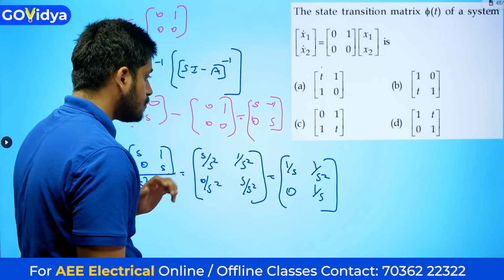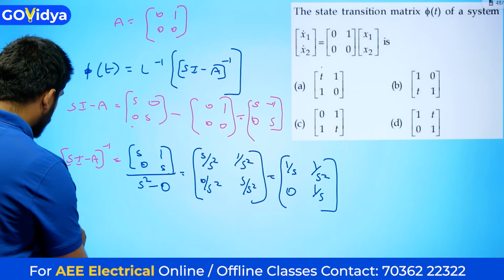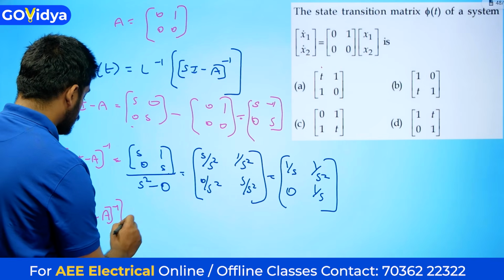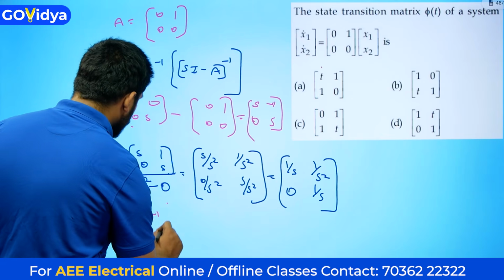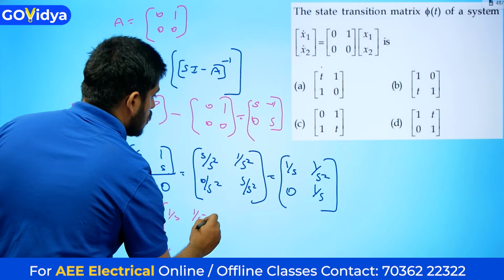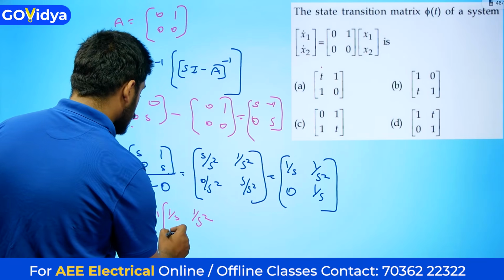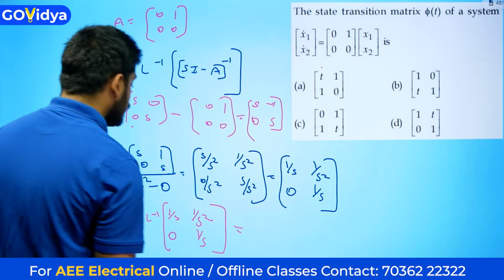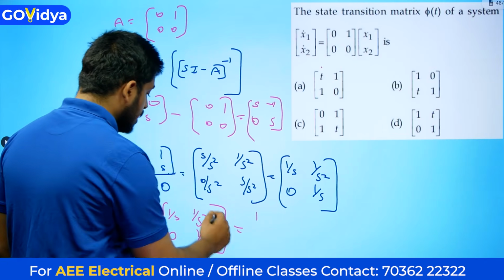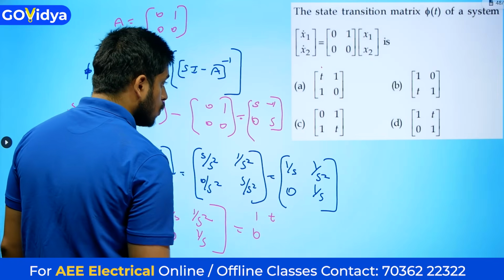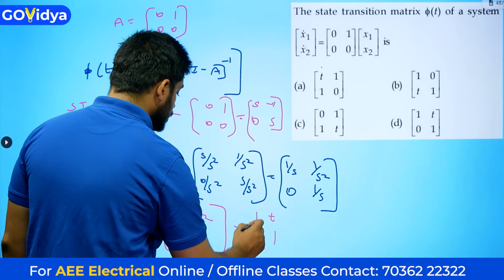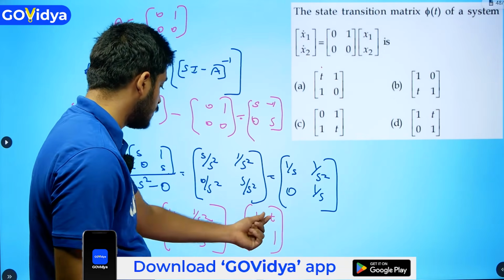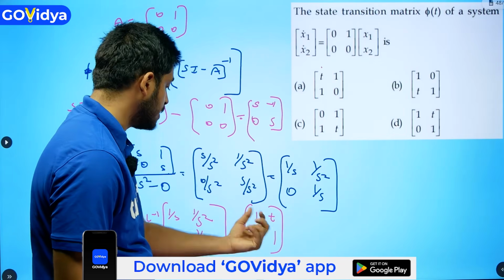Next we will do the Laplace transform for this whole equation. So the inverse Laplace transform of (SI minus A) whole inverse would be the Laplace inverse of 1 by S, 1 by S square, 0, and 1 by S. What is the Laplace inverse of 1 by S? It is u of t, which would be 1 in the time domain. 1 by S square is t u of t, but we can take it as t, and 0, and again 1 by S is 1.